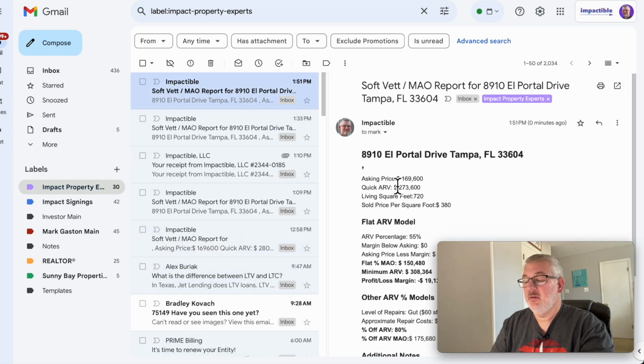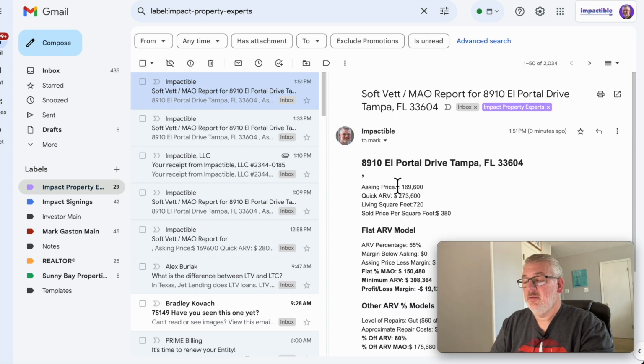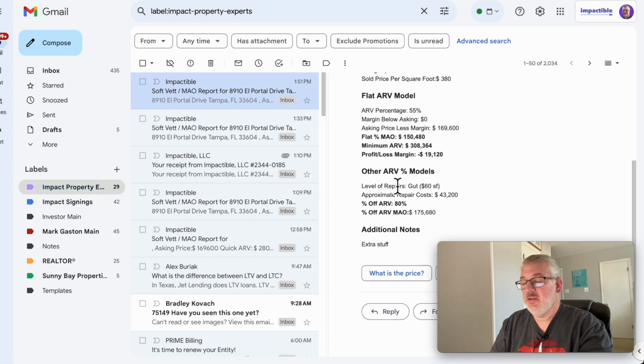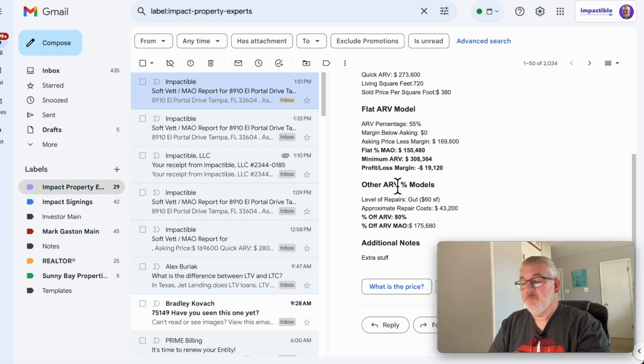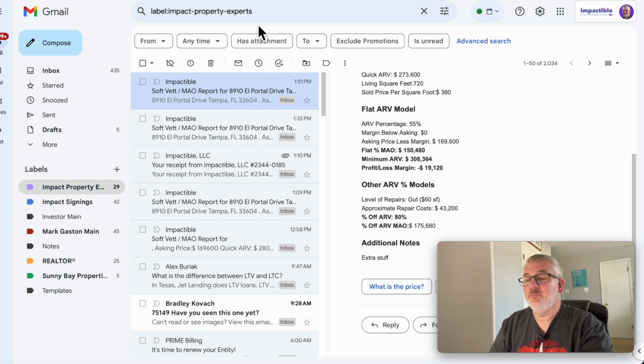You can see we've got all the information in a nice little email report that can help you keep the information on it as you continue to do a little more due diligence to make sure that it is in fact a good deal.